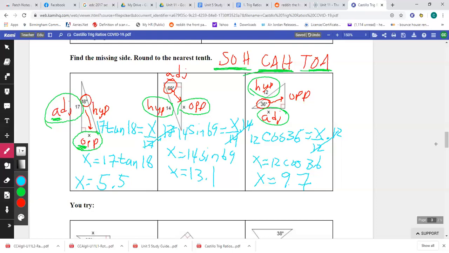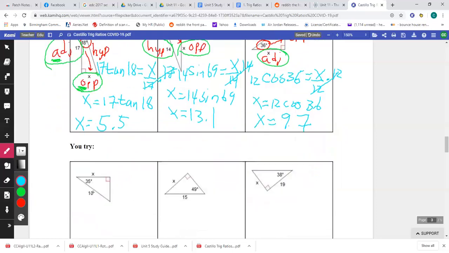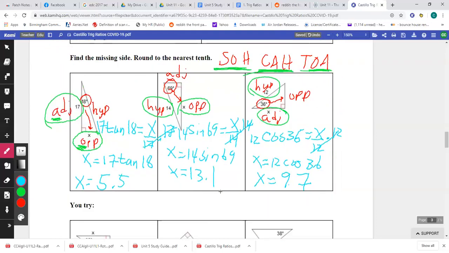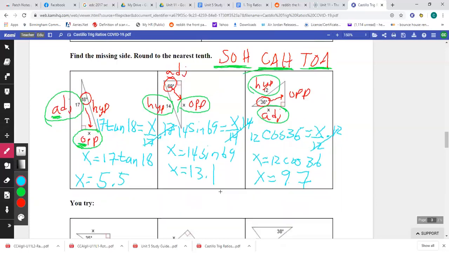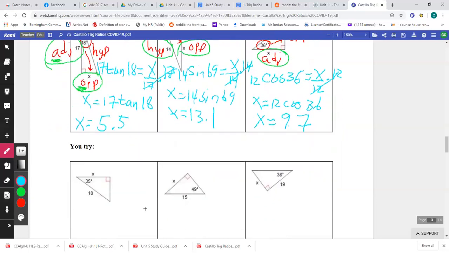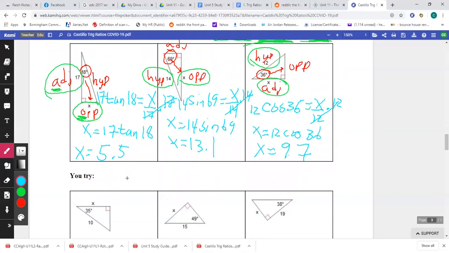So I want you to at least try the next one by itself. And if you're done with that, try the next two or three, depends on how much. I'll give you maybe a minute or two or three. But I really want you to try at least one on your own to make sure you're getting it correct and identifying which trig ratio to use.